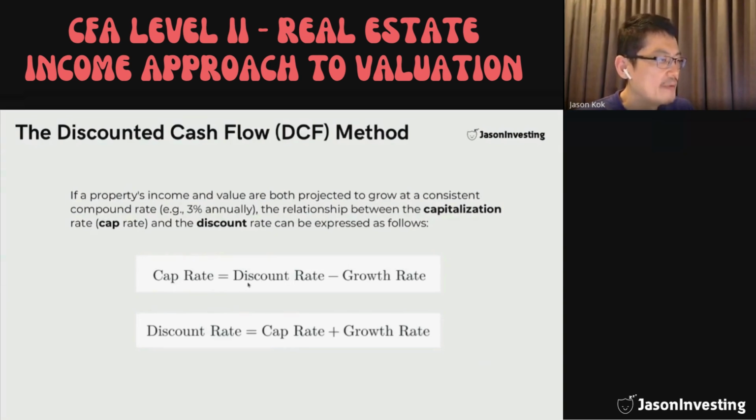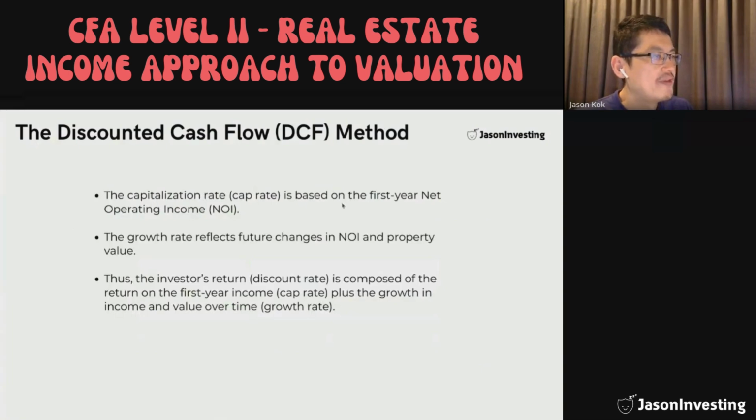So the cap rate is equal to the discount rate minus the growth rate. And likewise, the discount rate is equal to the cap rate plus the growth rate. Do you find this familiar? Discount rate minus growth rate, the R minus G. So this is the same as the denominator of a discounted growth model.